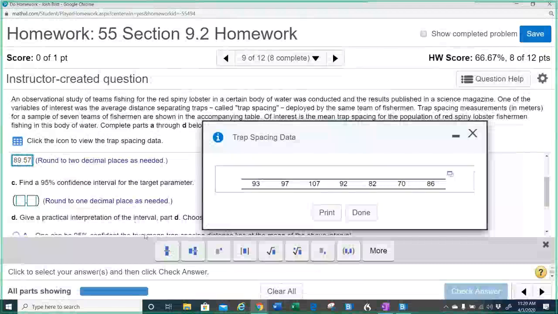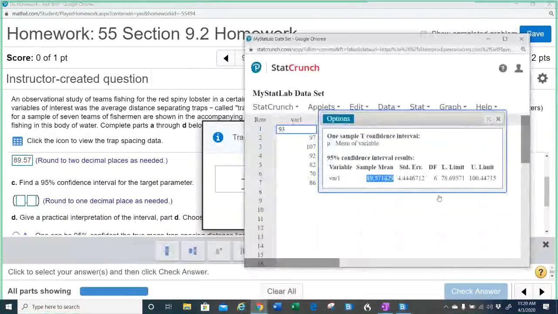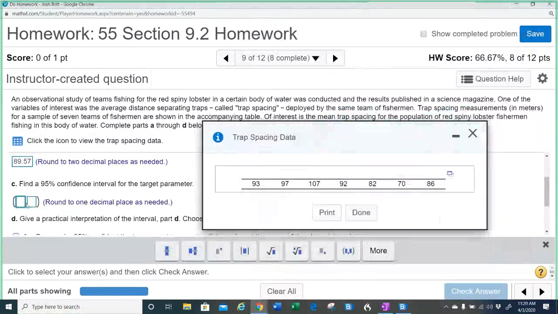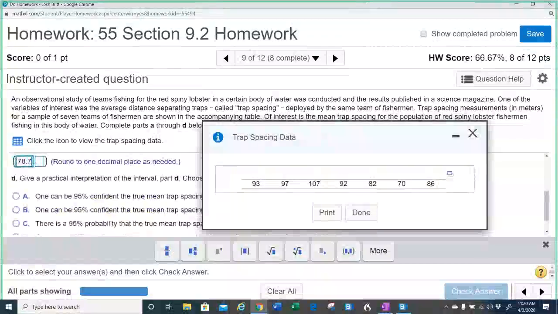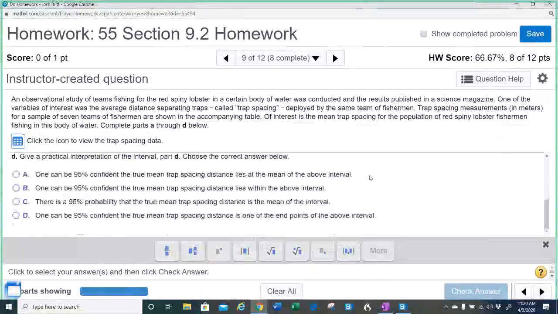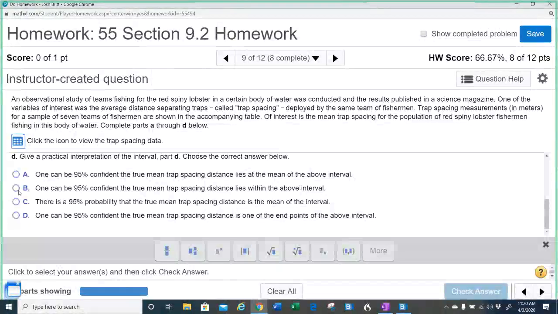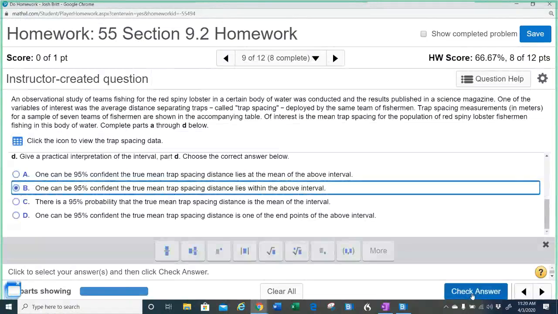And now we'll get our confidence interval. To 1 decimal is 78.7 and 104. All right, and one can be 95% confident that the true mean lies within the interval above. That's how you want to interpret these things.